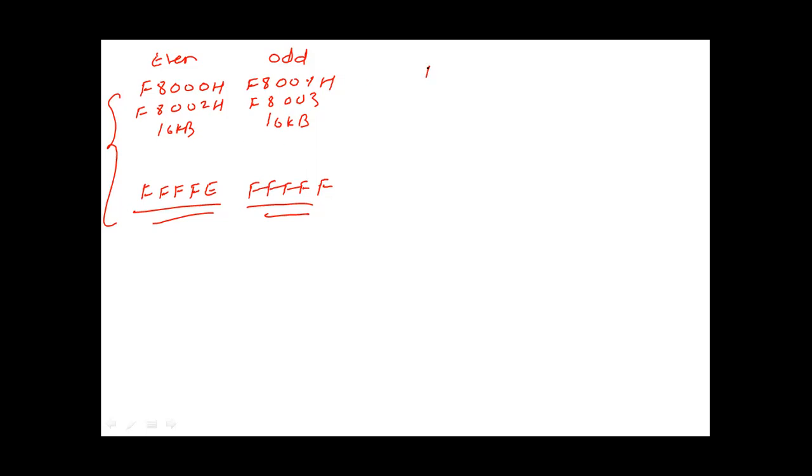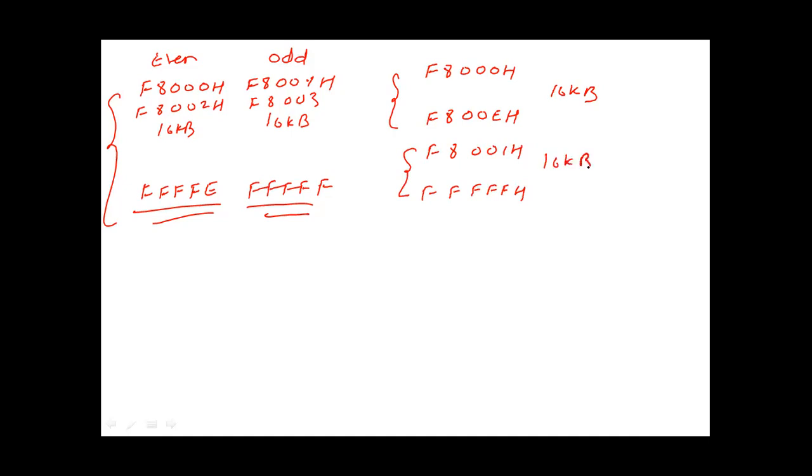So your 16 kb memory space would look like this: F8000H for even, and for odd, this would be F8001H, up to FFFFFH. This would be another 16 kb space. So this will give you a total of 32 kb.